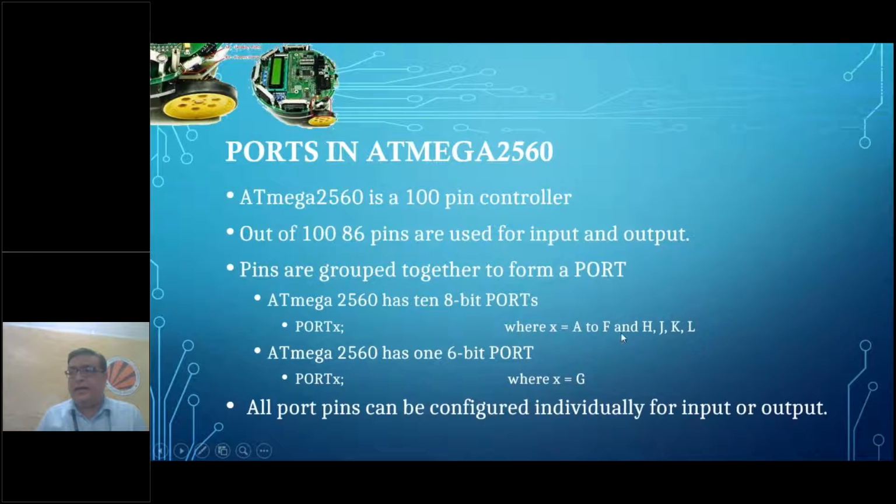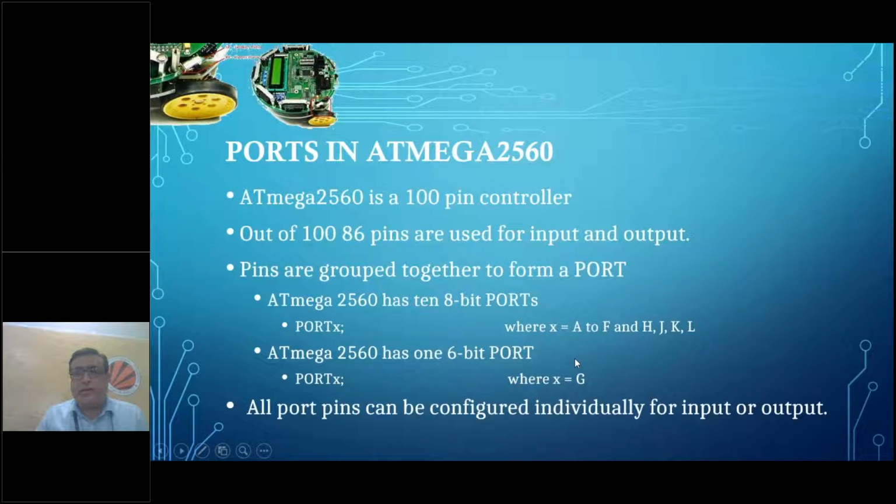So the total number of ports available in the Atmega 2560 is 10. All these 10 ports are 8-bit ports, and every port is denoted by port X, where X is A to F, H, J, K, and L. There is also one 6-bit port available in this Atmega 2560, which is denoted by the letter G.